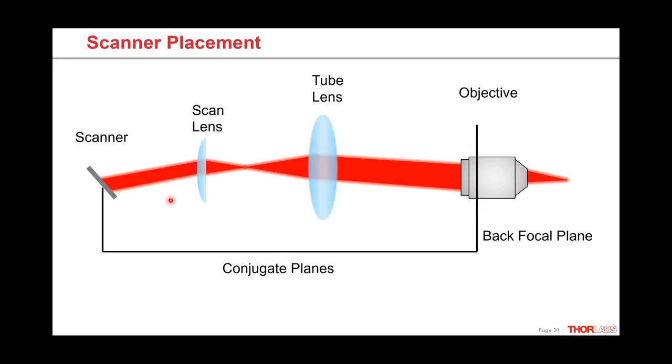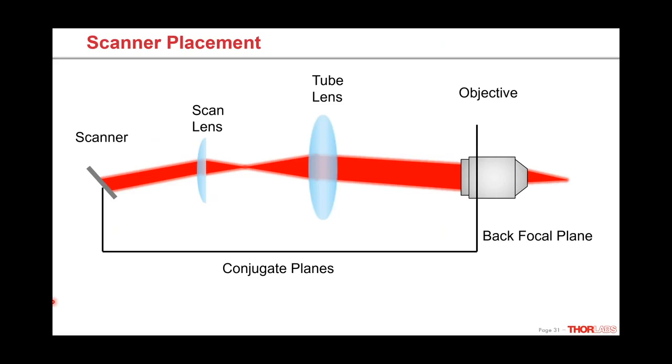This is important because the scanner has a particular shape, and that effective shape will be changing as the scanner scans off angles. We don't want that showing up in your image. So we want the scanner to be conjugate precisely to the back focal plane of the objective.